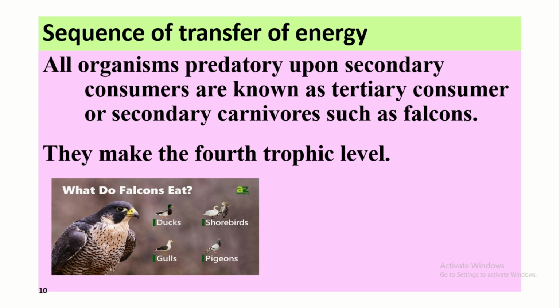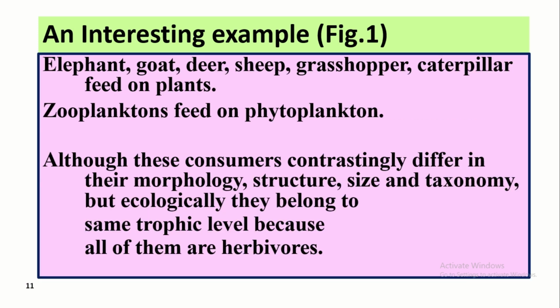All organisms predatory upon secondary consumers are known as tertiary consumers or secondary carnivores, such as falcons, which eat other birds. So you see in this diagram, what do falcons eat? They eat ducks, gulls, pigeons, sea birds; simply, they prey upon birds. So all falcons belong to the same trophic level.